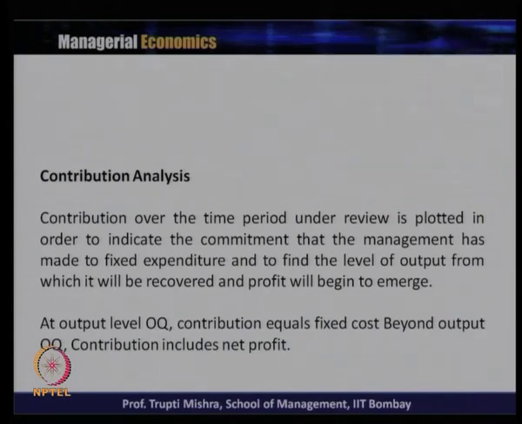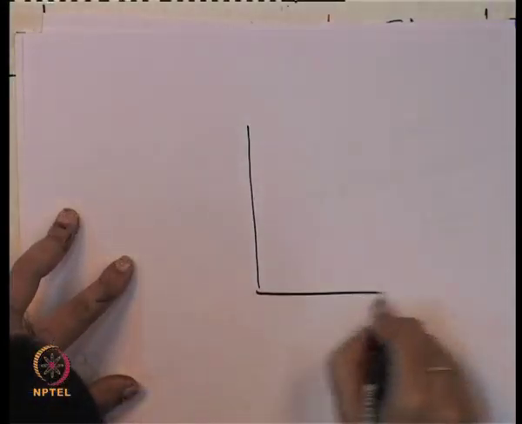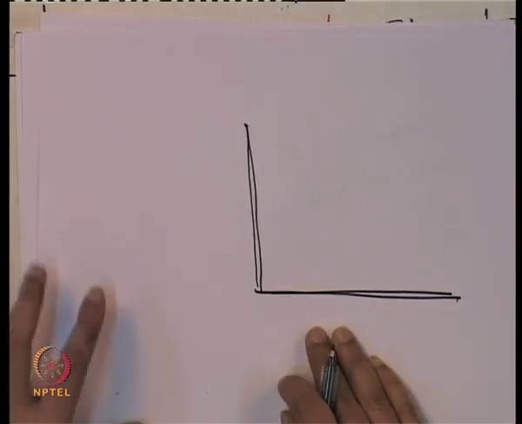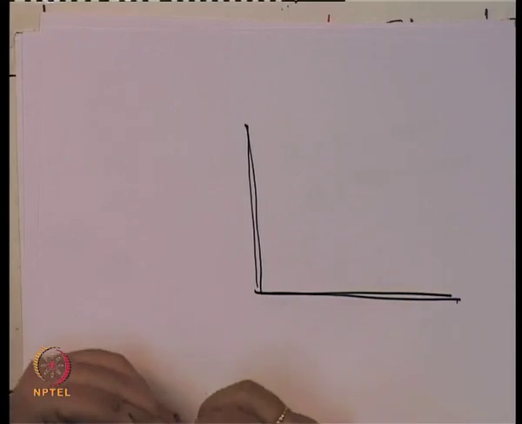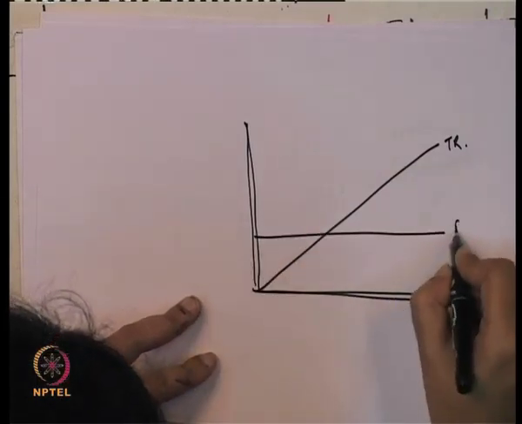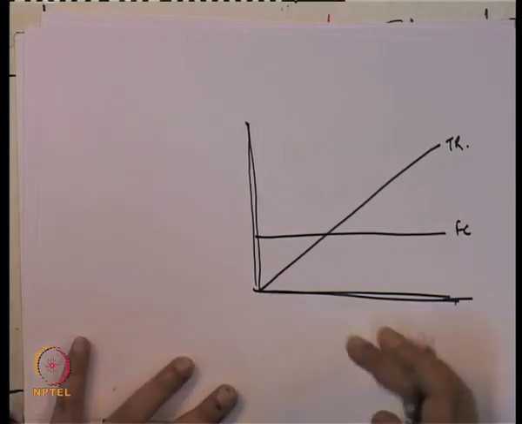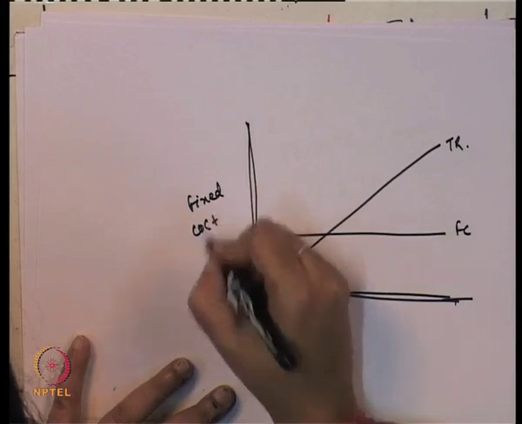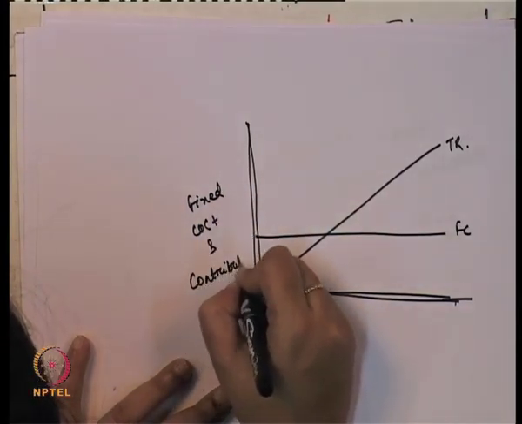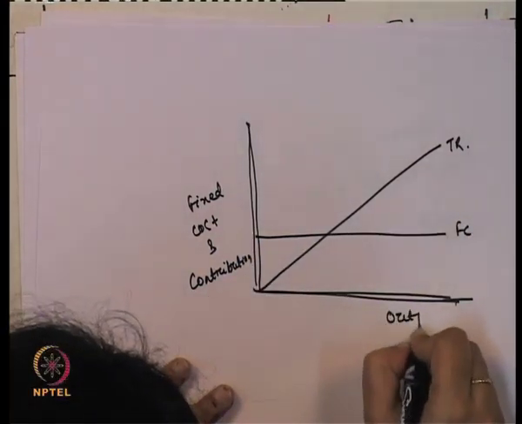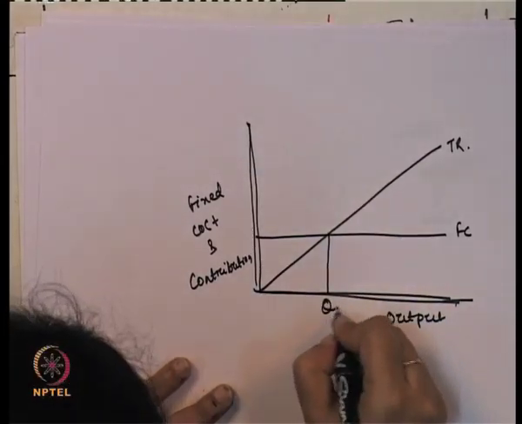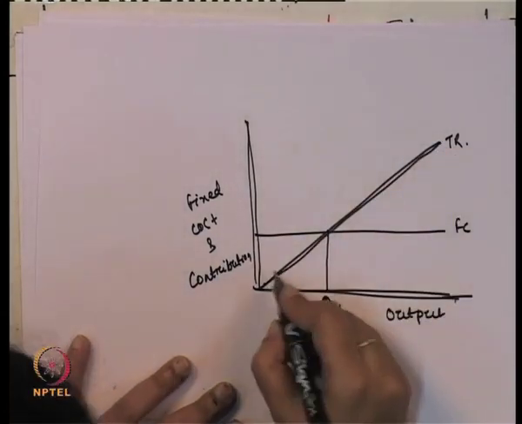So, we will just draw a graph showing how the contribution emerges when the management has a commitment to the fixed expenditure, and we need to find the level of output from which the fixed cost can be recovered and a new level of profit can be generated. We will take a total revenue curve here as a straight line. This is the fixed cost. To simplify, we are not adding the variable cost here. So this is fixed cost and contribution on the y-axis and output on the x-axis. So this is Q and this is the contribution.